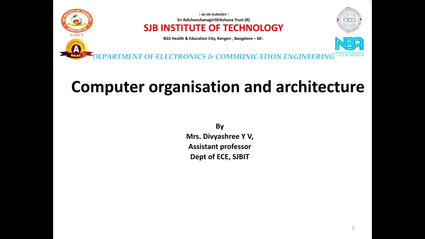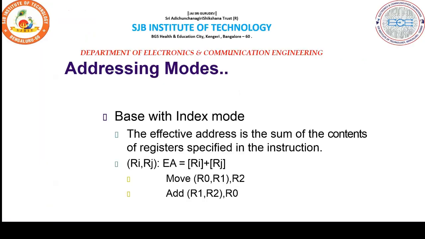In this lecture, we'll be discussing computer organization and architecture. So addressing modes, so far we discussed many addressing modes earlier. The next addressing mode is the base with index mode. The effective address is the sum of the contents of the registers specified in the instruction. That is Ri, Rj. The effective address is equal to Ri plus Rj.